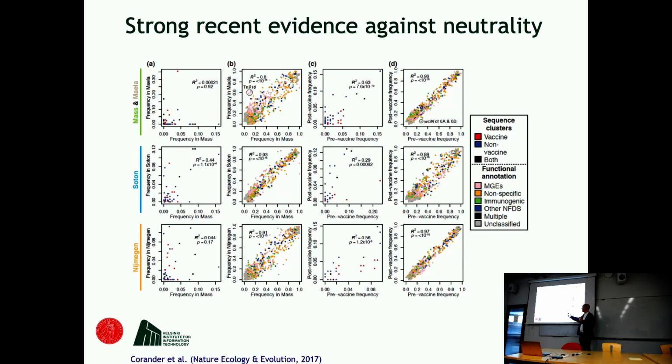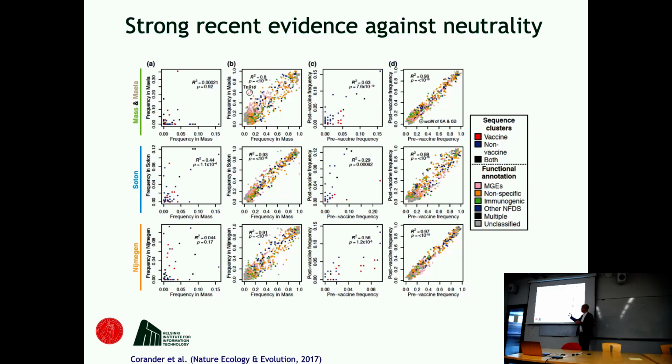And that is very compelling evidence that the selection of who got to reproduce after the vaccine killed roughly half of the population in terms of the numbers of strains that were circulating in a particular geographical area. So 50% of the strains were slaughtered.